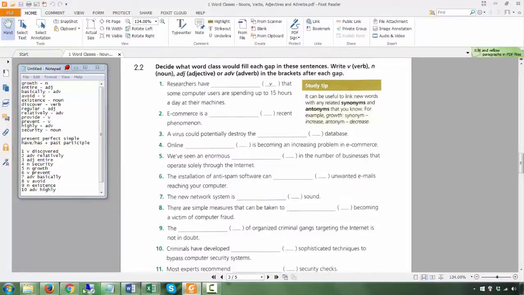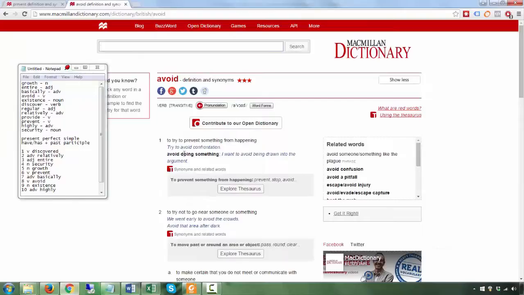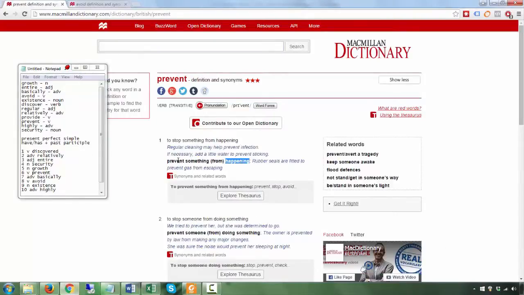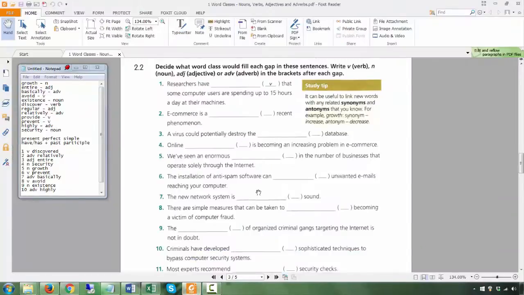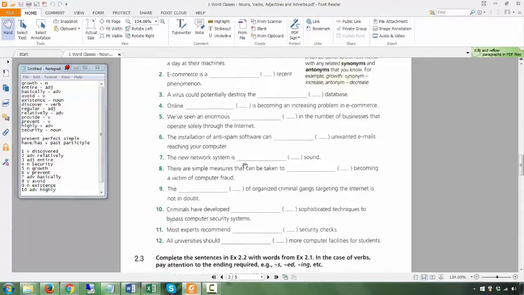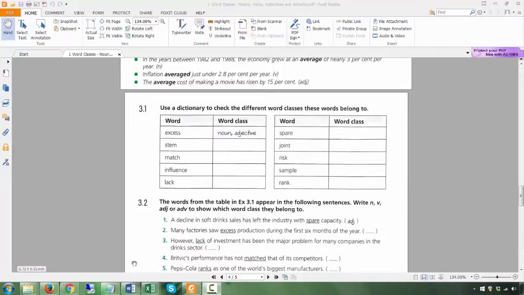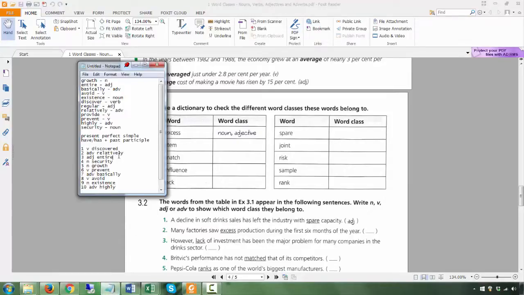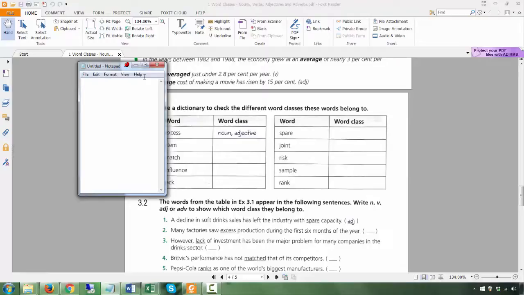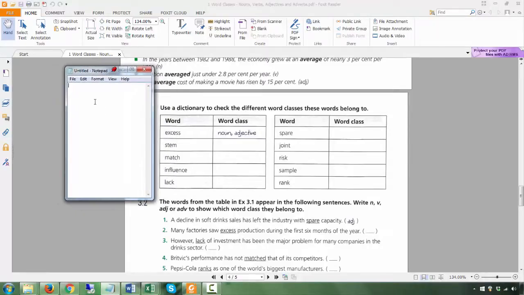When you use avoid, the pattern is just avoid plus verb ing. This one is the verb plus the noun, then the verb ing. So if you look at the patterns, just by understanding the patterns, you will understand which word goes in where. Okay? Okay, let's go to 3.1 and 3.2. We'll quickly go through this. This is probably already nearly an hour, so quickly go through this.